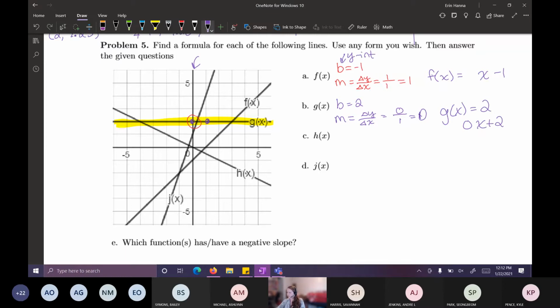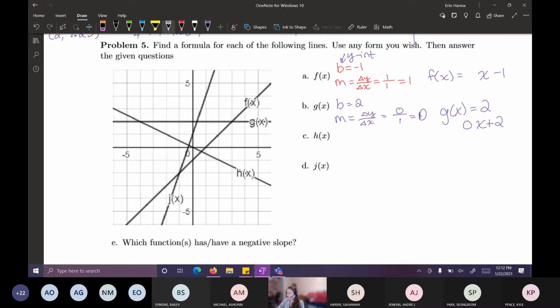But most of you wrote g of x equals 2. Perfectly great. Awesome. Good job. That's what it is. If you missed it, don't worry. Just make sure that makes sense before we do the next one. So then let's see what somebody else said about h of x and j of x.